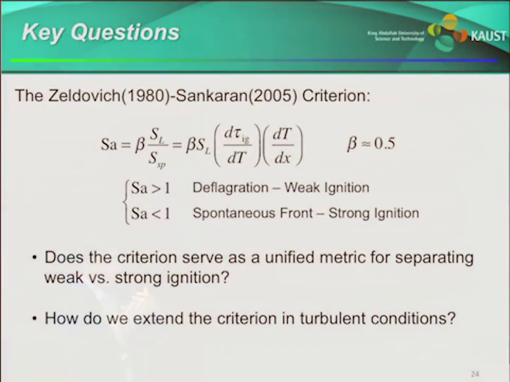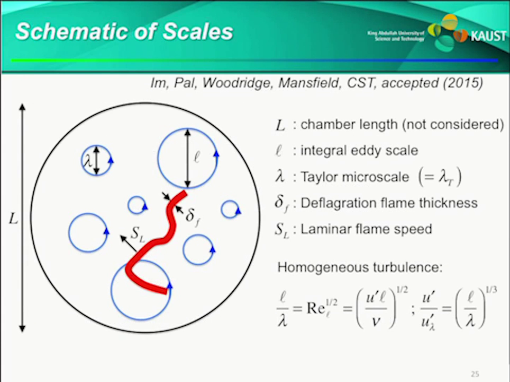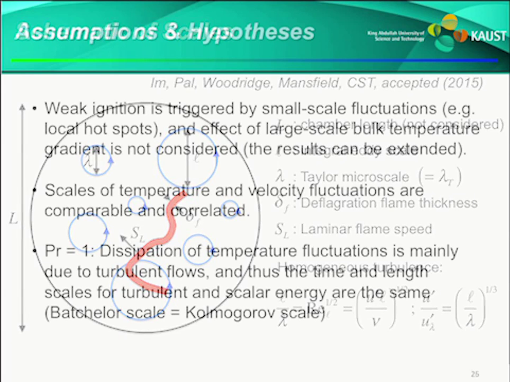Well, this was based on a well-defined deterministic condition. So my thought was, can I extend this criterion to a more turbulent situation where you have statistical fluctuations? So there goes some scaling analysis. This was a paper that was just accepted to CST a few days ago. I came up with a scaling argument involving eddy size, flame thickness, flame speed, the Taylor microscale, and the box size. So there are standard homogeneous turbulence scaling relations.